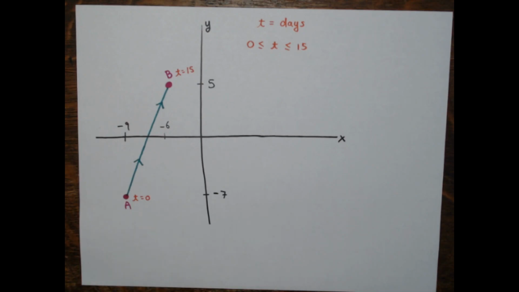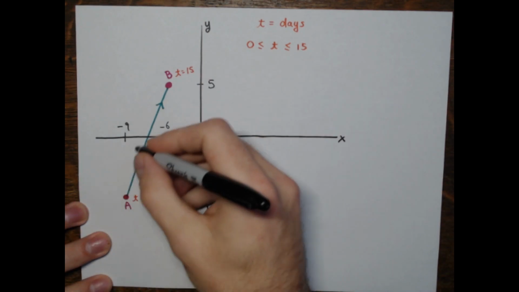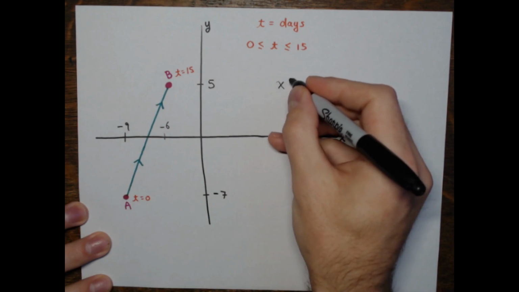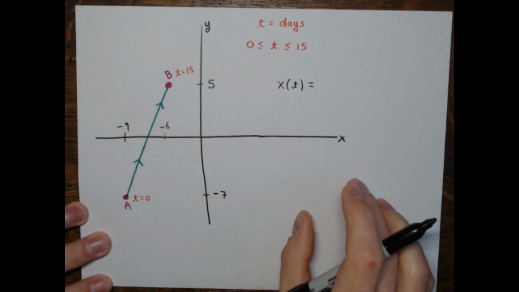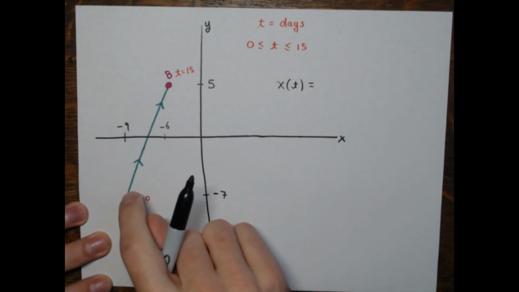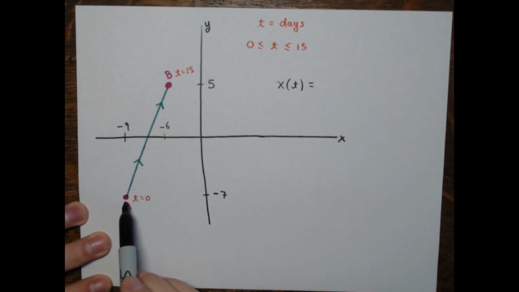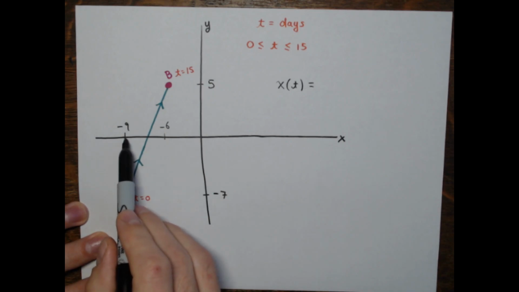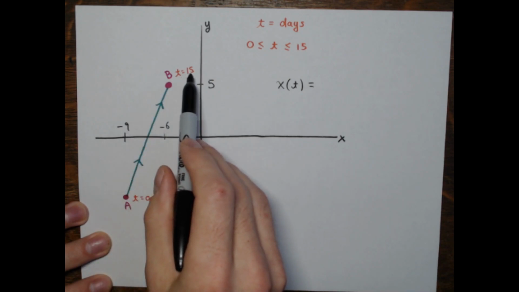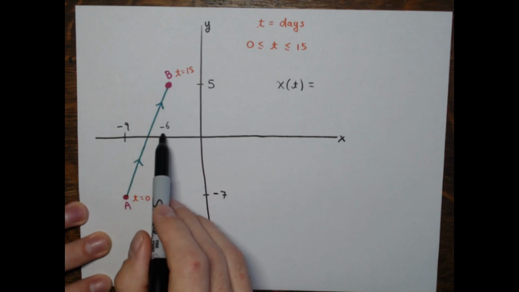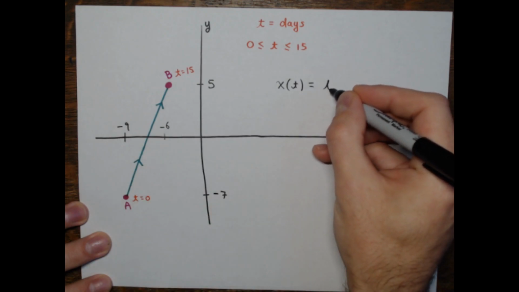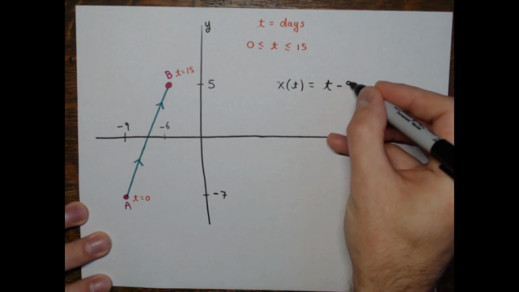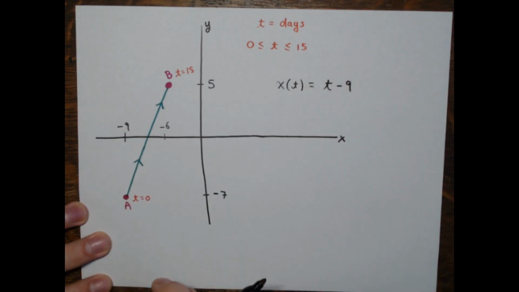Now, being that this is straight line motion at a constant rate, it should be pretty simple. Notice how x of t here, when t is 0, the x coordinate is 9 less than that. Same thing at 15. When t is 15, 9 less than 15 is 6. So I'm going to guess here that x of t is just t minus 9. That'll give me the x coordinate.